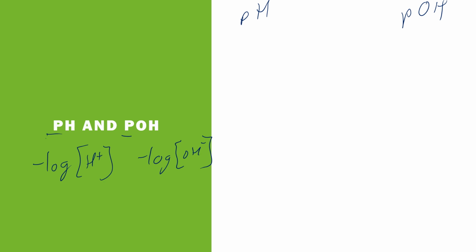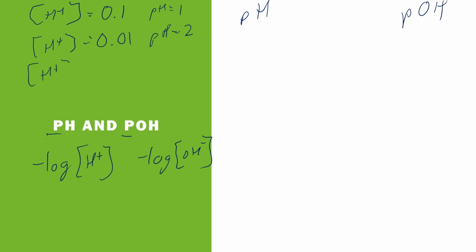So based on your hydrogen ion concentration, that's how you're going to get pH. And it's a negative logarithmic scale. What that means is it's based on the number of decimal places in your hydrogen ion concentration. So let me write it over here. If I have a hydrogen ion concentration of 0.1, my pH is 1. If my hydrogen ion concentration is 0.01, my pH is 2. If my hydrogen ion concentration is 0.001, my pH is 3.